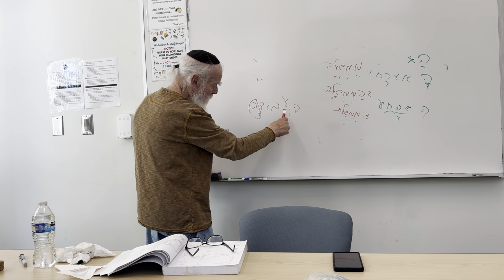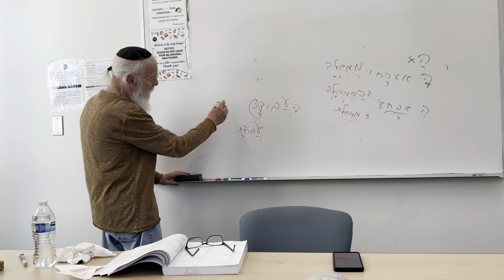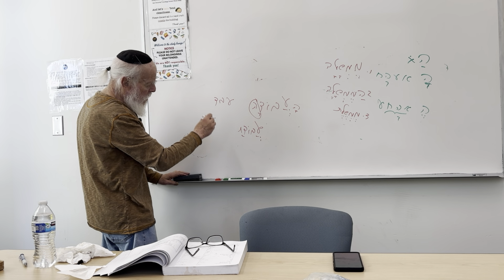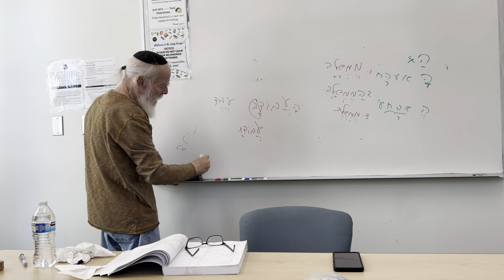As far as the construct goes, you take the kamatz and make it a patach tav. Avodat means work of. Now the root of that word is ayin bet dalet. That same root spells out the word eved. Eved is a servant, or normally translates as a slave.